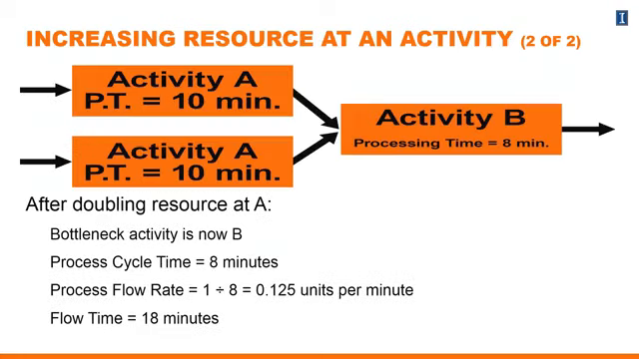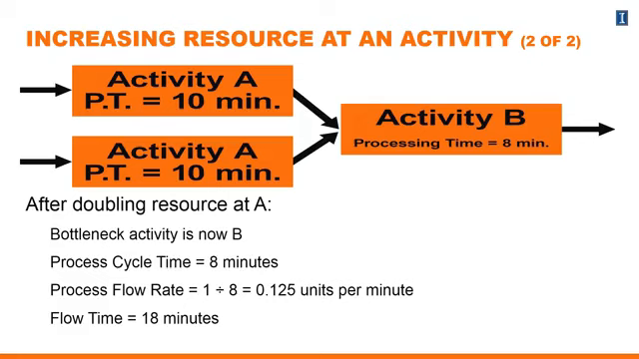If you were to double the resource at activity A, now what has happened? The bottleneck activity has now shifted to B. The cycle time for activity A, based on there being two parallel resources, two people doing the same work or two machines doing the same work, you have doubled the capacity, the cycle time has become half, and now the bottleneck activity is activity B. So the bottleneck activity has changed.